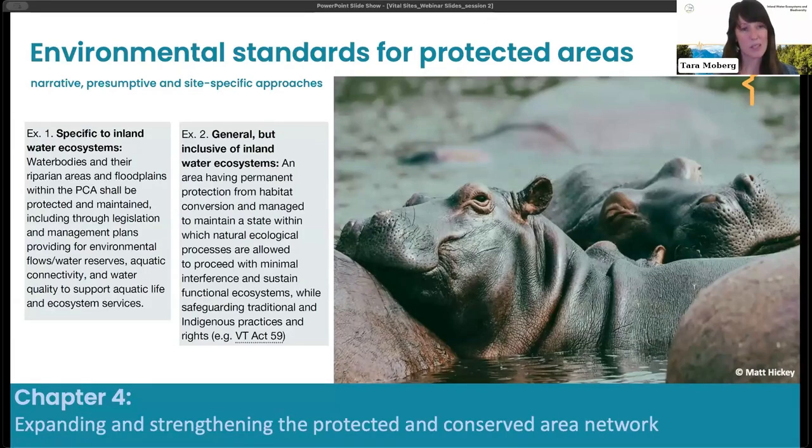Moving to a more site-specific approach and recalling the hypothetical example that Michelle introduced, environmental flows can be, a site-specific standard can be developed as well. So the example that Michelle shared highlighted the need for hippo populations to have a specific depth. That depth can be translated to a site-specific environmental flow standard. Next, please.